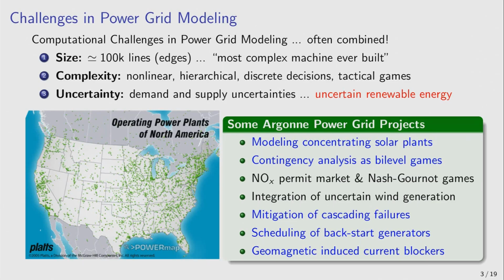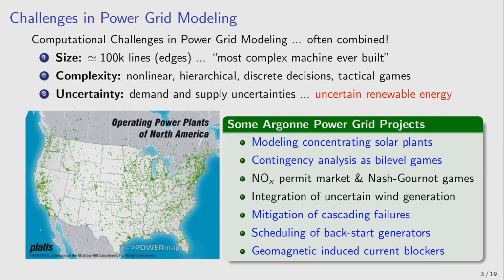We've done some contingency analysis as bi-level optimization games. We looked at NOx permit markets. So there are interesting conclusions you can make where if you have a market for, for example, CO2 emissions or other emissions, players can sort of buy off these permits and drive up the cost of generation for their competitors because they then have to use more expensive cleaner energy.